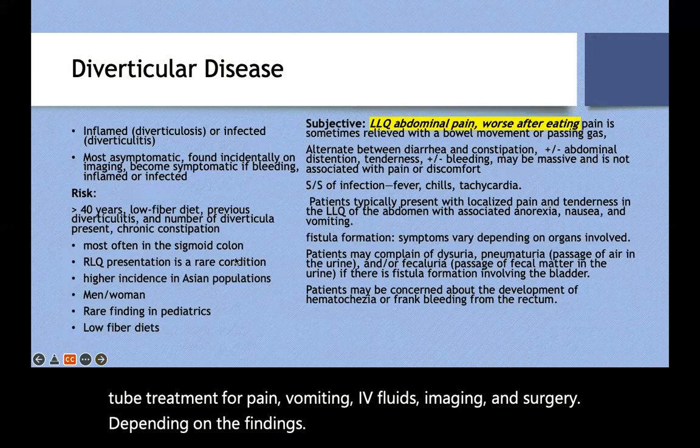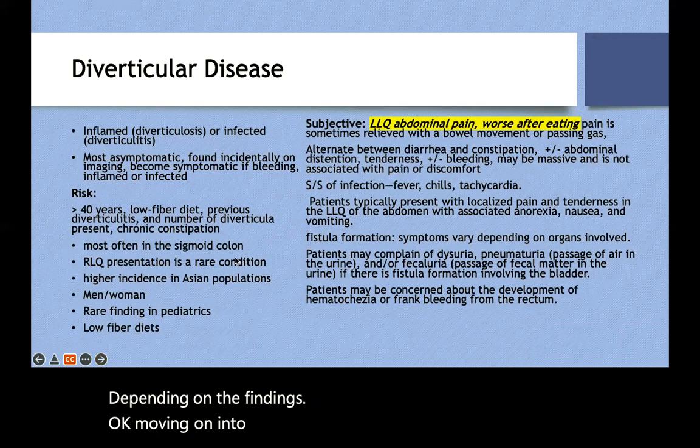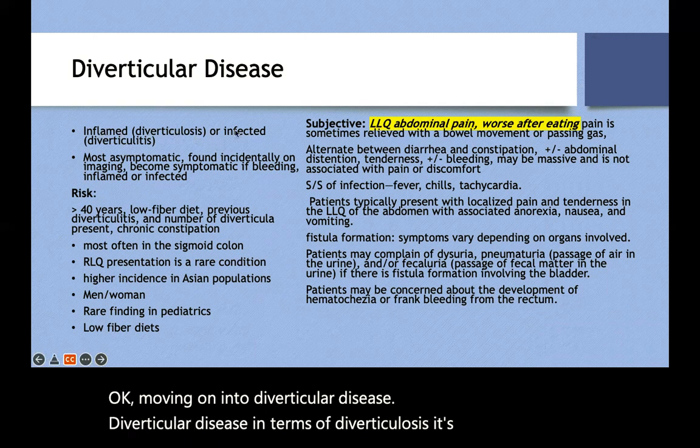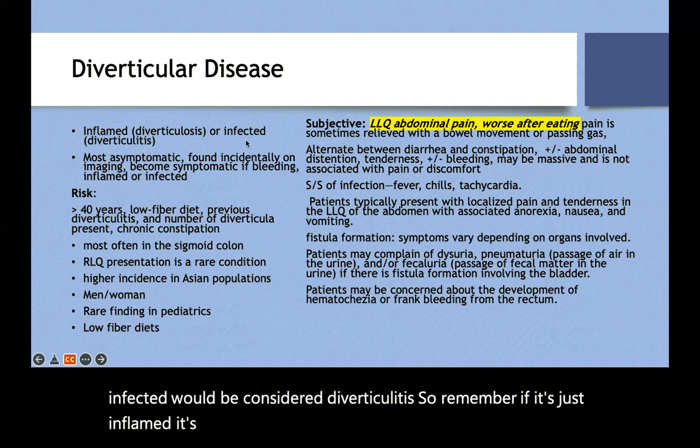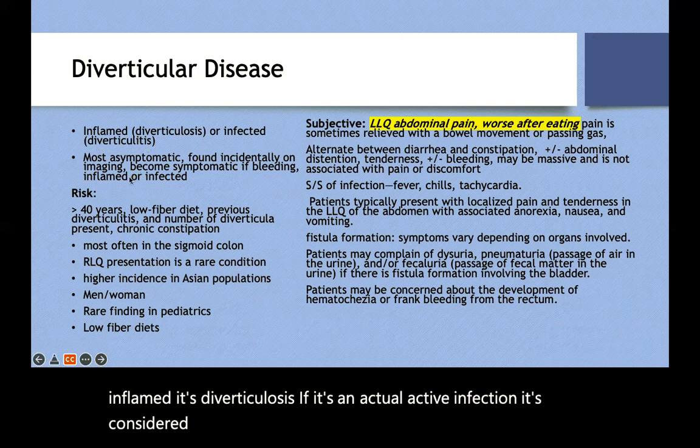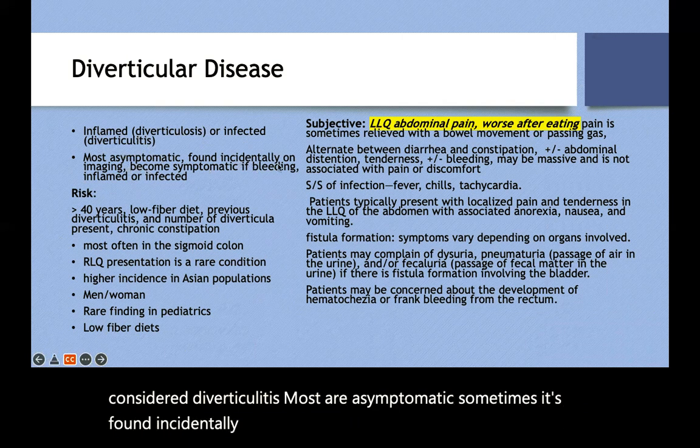Okay, moving on into diverticular disease. Diverticular disease, in terms of diverticulosis, if it's inflamed or infected would be considered diverticulitis. So remember, if it's just present, it's diverticulosis. If it's an actual active infection, it's considered diverticulitis. Most are asymptomatic. Sometimes it's found incidentally on imaging, and it can become symptomatic if bleeding or becomes inflamed or obviously infected.